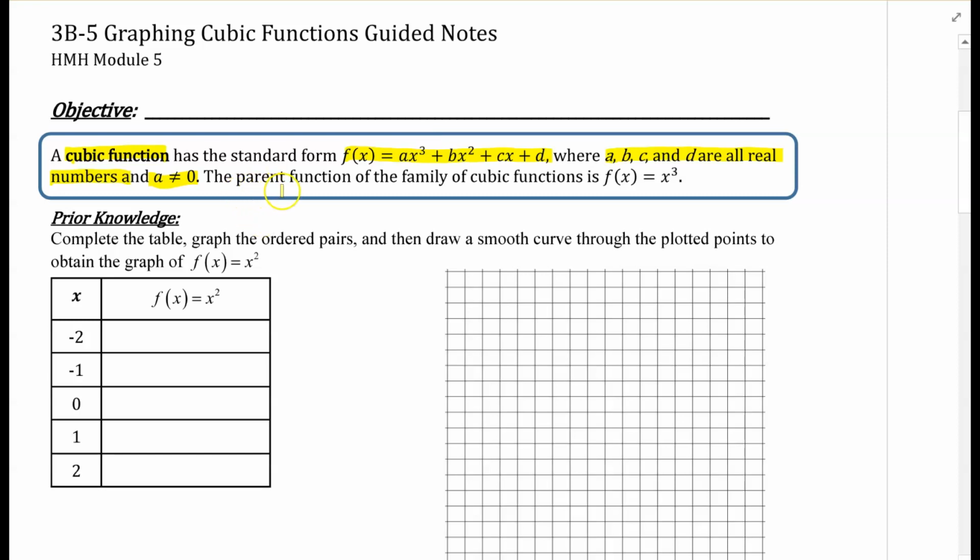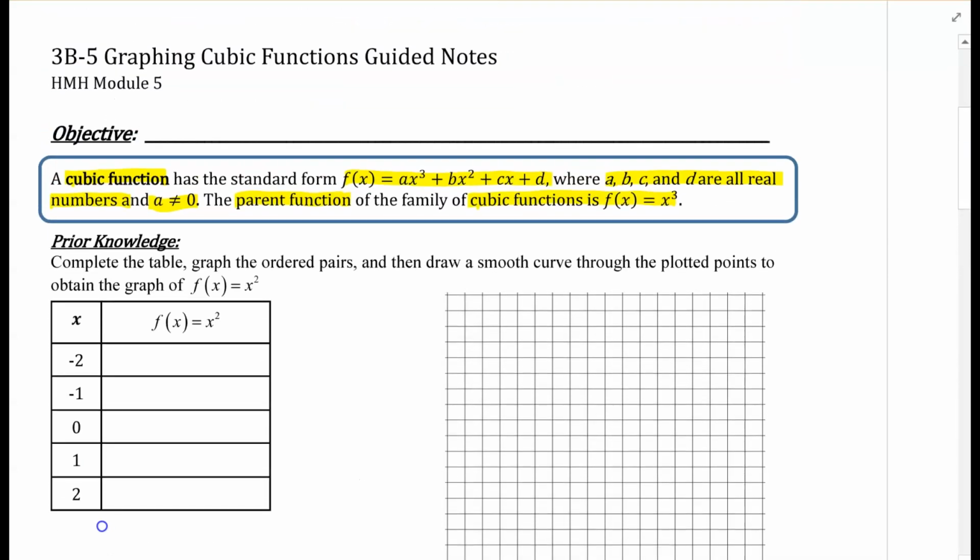The parent function of the family of cubic functions is f(x) = x^3. So when we do our transformations, we're transforming the parent function for the cubics, x to the third power.